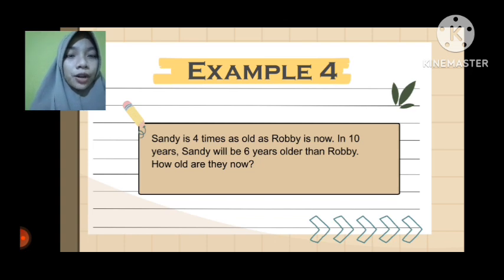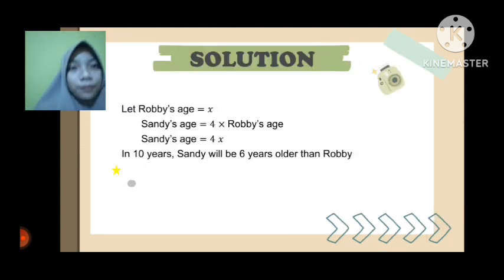Now example 4. Sandy is 4 times as old as Robbie is now. In 10 years, Sandy will be 6 years older than Robbie. How old are they now? First, we let Robbie's age be x. We know from the question Sandy's age is 4 times Robbie's age. Now we get Sandy's age is 4x, 4 times x.